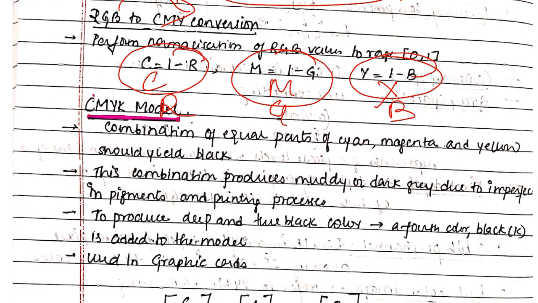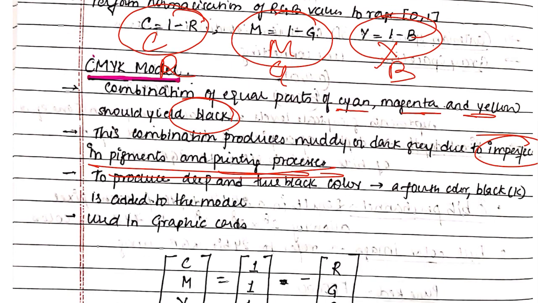Next is CMYK model. What is CMYK model? A combination of equal parts of cyan, magenta, and yellow should yield a black color. Now, sometimes what happens is when you try to make this combination, it will produce a very muddy and dark gray color. Why is it produced? It's mainly produced due to the imperfect pigments in the printing process. When you try to mix some of the colors, it won't give you a good texture. It will provide a very muddy and dark gray-like appearance. So it mainly occurs when you try to mix cyan, magenta, and yellow in equal proportion.